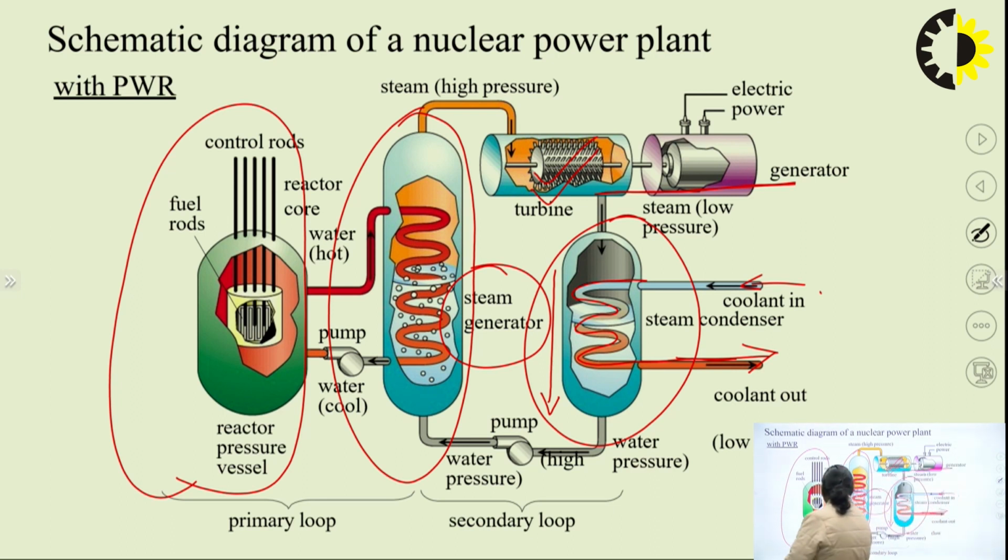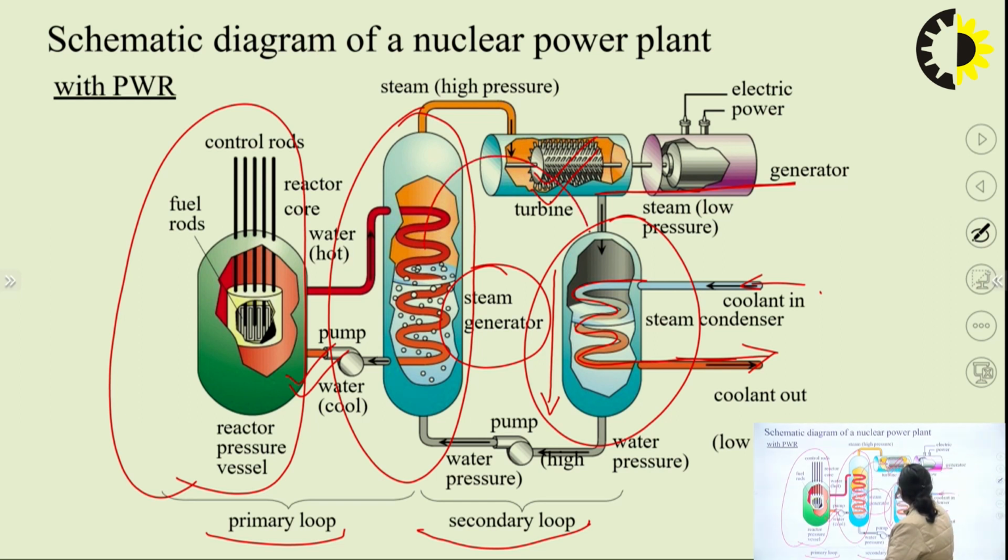This is said to be the primary loop. This is said to be the secondary loop. The primary loop incorporates the reactor itself and the system which is used for transfer of the energy produced inside the reactor for generation of the steam. This is the secondary loop. Secondary loop is actually the loop of the steam and converting steam back to water, sending it again to the steam generator.